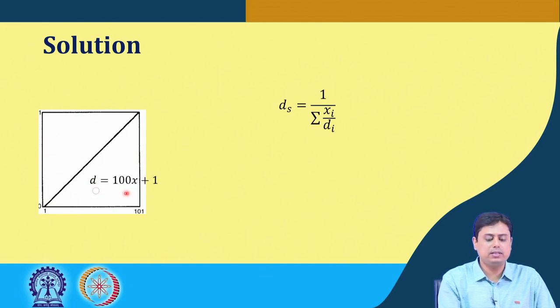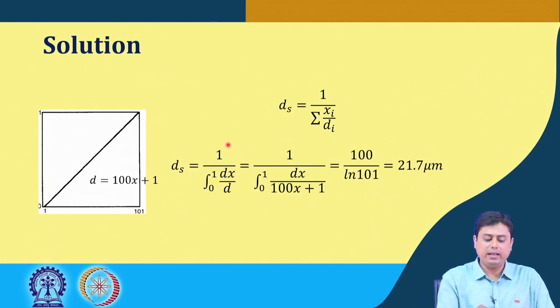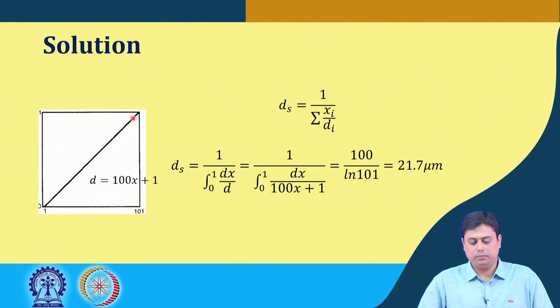Now how to use this expression here? This is a continuous function, so we can also write this expression in this form: dS is nothing but 1 by the integration of dx by d, from 0 to 1.